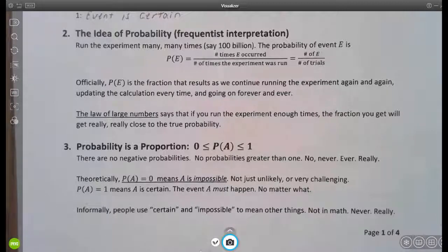Therefore, trying to achieve something impossible would be truly stupid. You're wasting your time. It could never happen. So in mathematics, we don't ever use certain and impossible in order to exaggerate or to have a metaphorical meaning for them. They actually mean impossible or certain, and therefore you should only use them in that way.